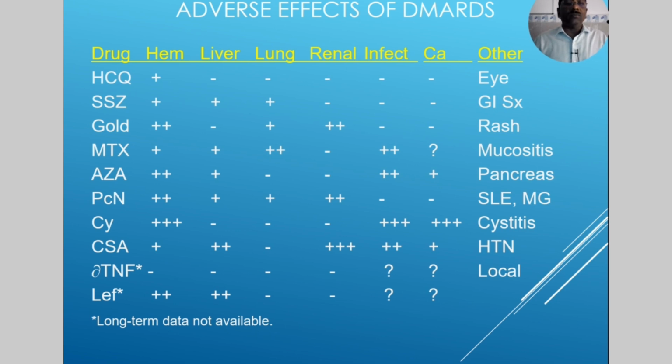Gold we are not using now. Methotrexate, useful drug, but they cause bone marrow suppression, hepatotoxicity and lung fibrosis, and then renal sometimes, infections very common, and mucositis. Azathioprine, pancreatitis. Cyclophosphamide, cystitis. Tumor necrosis factor inhibitors. Leflunomide, hepatotoxic and also bone marrow suppression. So these are the very important side effects. When you are prescribing the drugs, you should remember these side effect profiles.